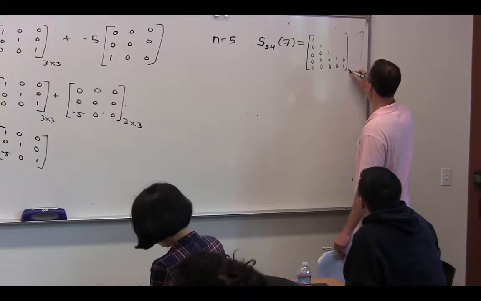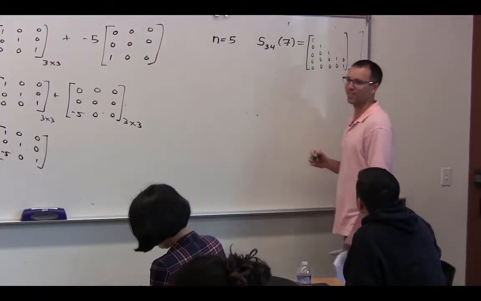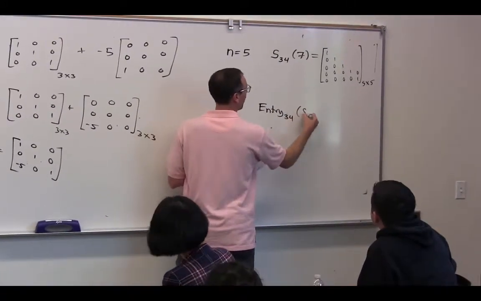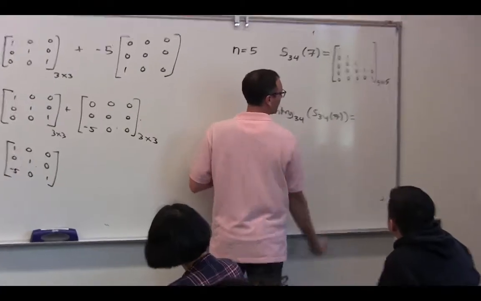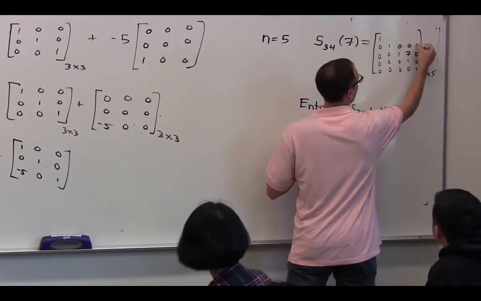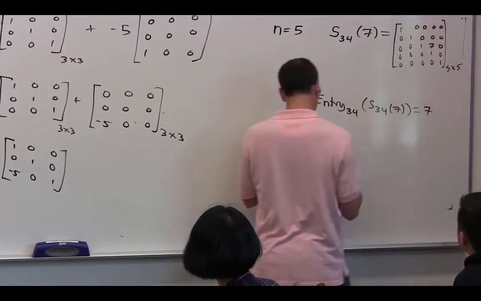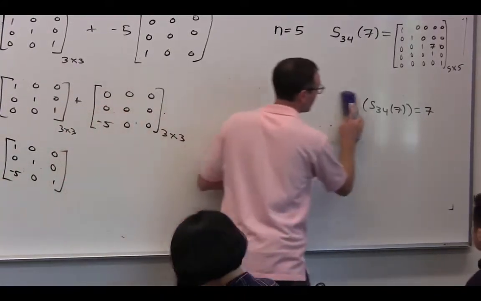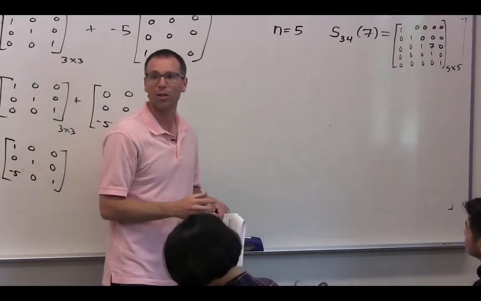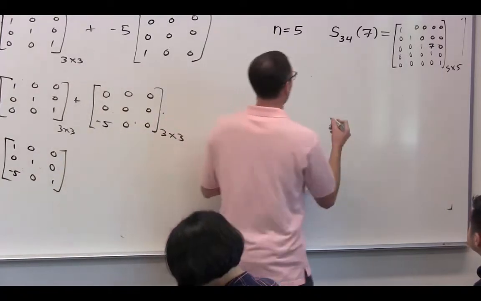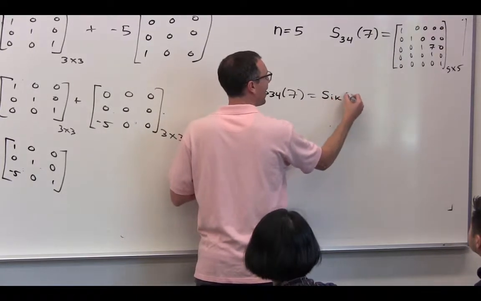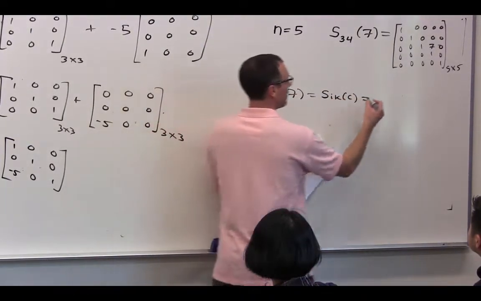Okay, which 5 by 5 matrix is it? Yeah, watch this. Entry 3, 4 of S 3, 4 of 7 equals what? 7. 3, 4. Why do I say don't skip that step? Is the point of this to get the answers or the point of this to learn? Yeah, right? So formally speaking, what is S 3, 4 of 7? Well, this is supposed to be S_ik of c. What's the formal definition of S_ik of c?